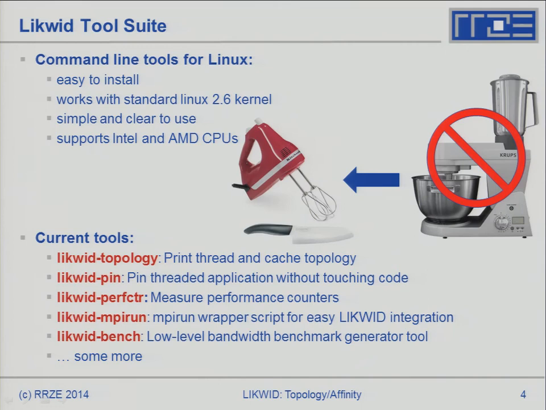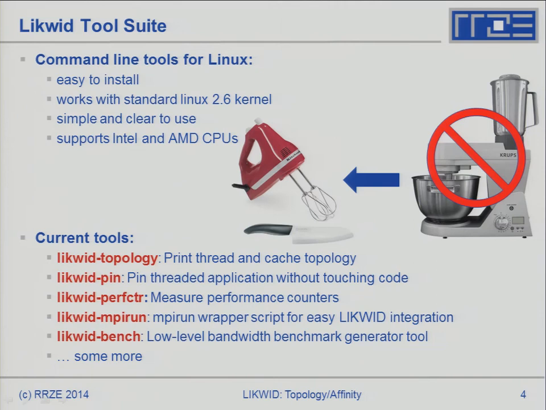LIKWID MPI run is a wrapper script that tries to give you an abstracted view for starting hybrid MPI OpenMP programs. So starting a hybrid program is not that hard. You have to compile your program with MPI plus OpenMP. You have some parallel loops. Then you start it. But if you don't do anything special, you don't know where all those threads are running in the node.